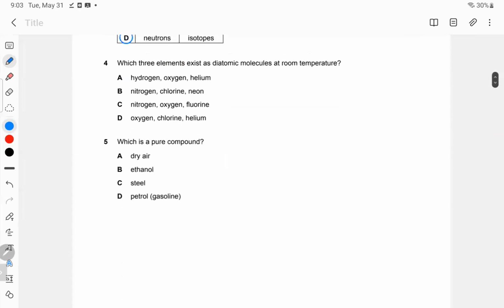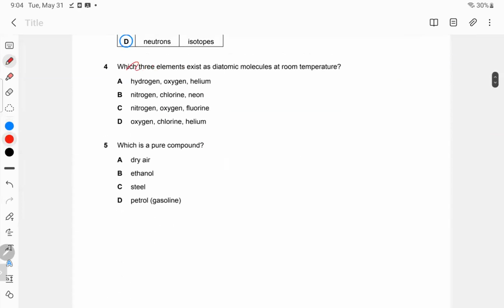Okay. Question number 4. Which three elements exist as diatomic molecules at room temperature? So here we have helium. Helium is not a diatomic element, so A goes wrong. Sir, C. Here we have neon. Okay, very good, Ayan. Neon is again monoatomic, not diatomic, so B goes wrong. And if you look at D, again I have helium. So D goes wrong as well. So I am left with C. So C is my correct answer.